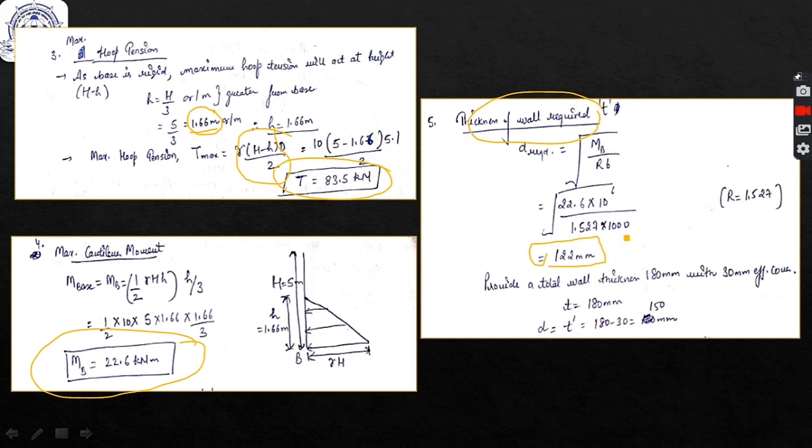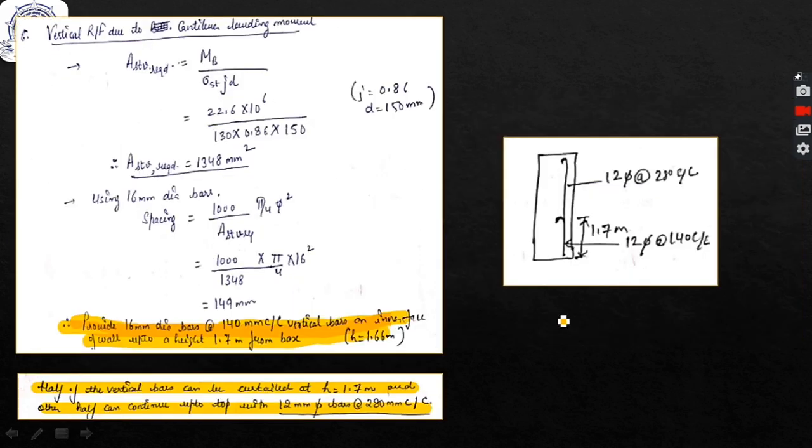Now thickness required. So we provide a total thickness of 180 mm with 30 mm cover, and effective thickness is taken as 150 mm. So this is just the minimum thickness required. You can take it more than 122 mm also. So the thickness of wall is 180 mm.